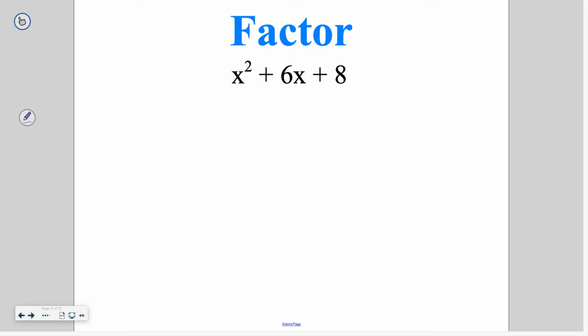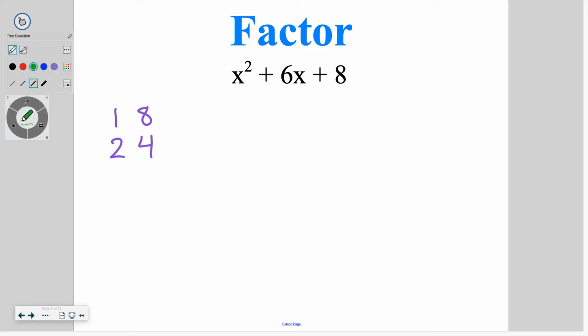So I need to know everything that multiplies to 8. The pairs that multiply to 8 are 1 and 8, and 2 and 4. Those are the only two things that we can use that are whole numbers that multiply to 8. Once you have the multiplication of the back number, your job is to look at these factor pairs and decide which of them can combine to make the middle number. So I can use 1 and 8 or I can use 2 and 4. In order to get to an answer of 6, I need to add 2 and 4.